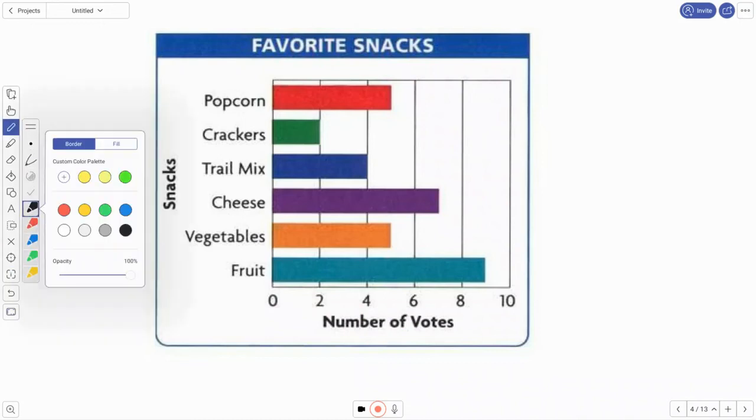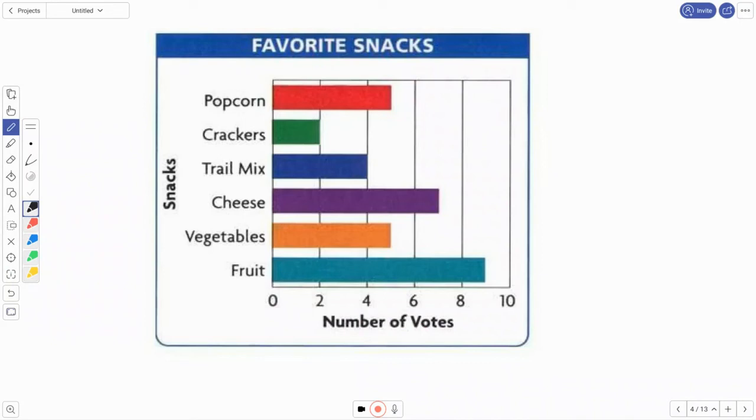All right, so let's count these up just to practice. I'm going to start down at the bottom with fruit. I see fruit extends all the way here. It's kind of halfway in between 8 and 10, meaning that 9 people voted for fruit. Vegetables, halfway in between 4 and 6. That means 5 people voted for it because 5 is halfway between 4 and 6. Cheese, halfway between 6 and 8. If I kind of extend that down, halfway between 6 and 8 is 7.